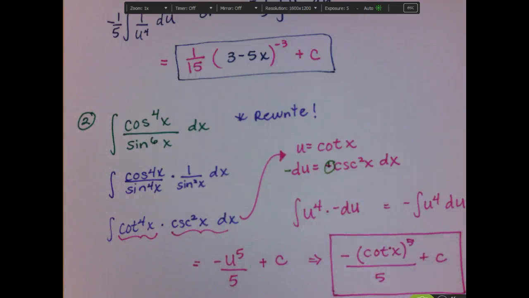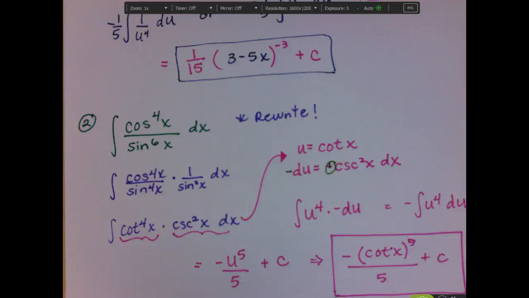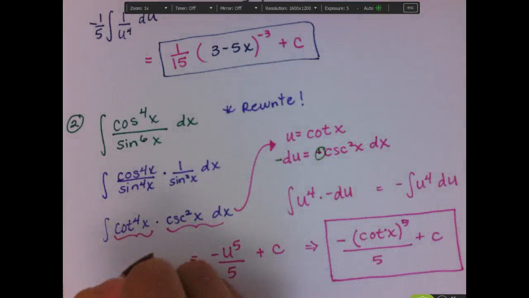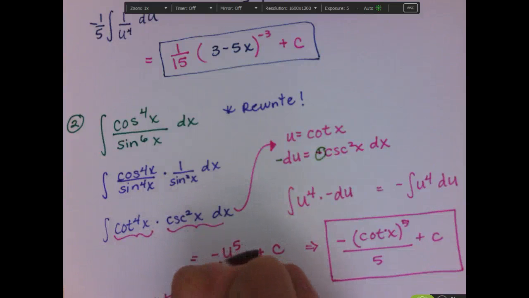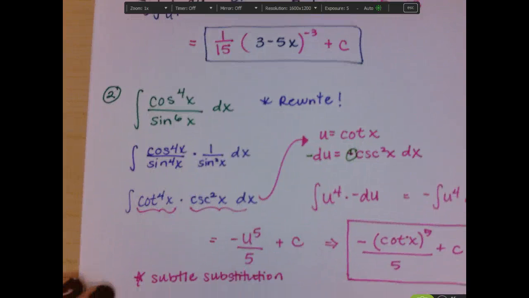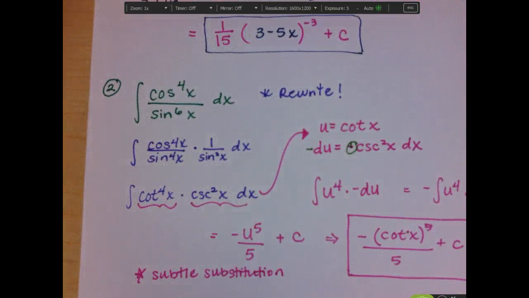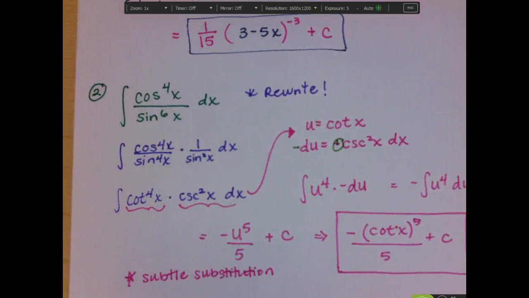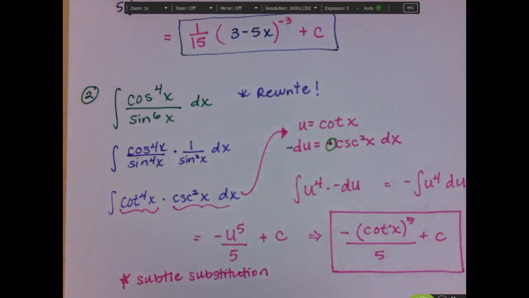Alright, so there are two examples of substitution. In one example, you had to rewrite what was given first and then do a substitution. That is referred to in the textbook as subtle substitution. So you can't see the substitution right away, but if you play around with it a bit, you might recognize the fact that substitution will work for you.